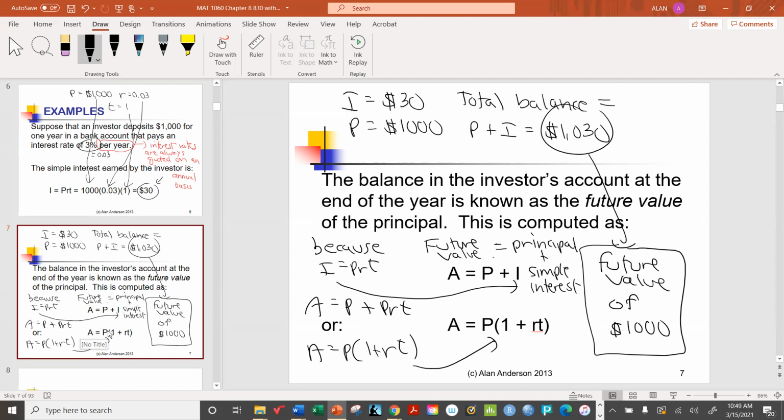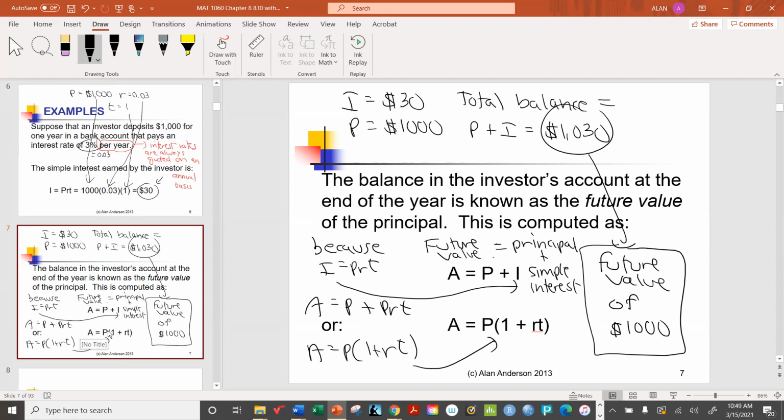So when you hear the words future value, it just simply means how much will we have in the future. All right, and that's where the name comes from. How much will we have in the future? In this case, that would be $1,030, which consists of the initial investment of $1,000 plus the interest.